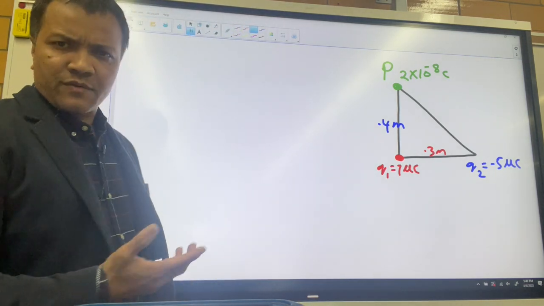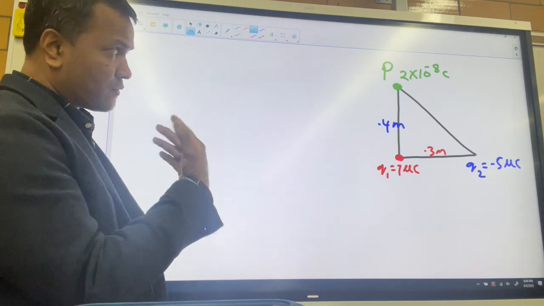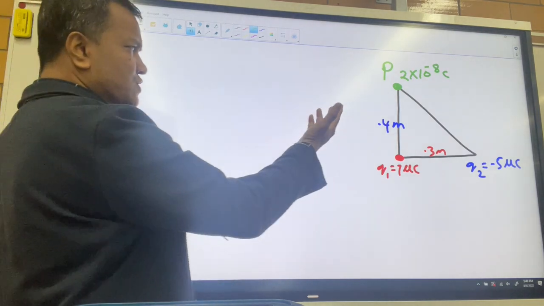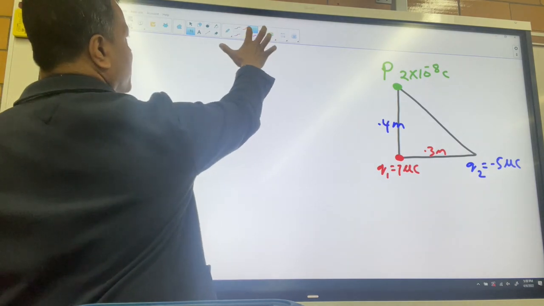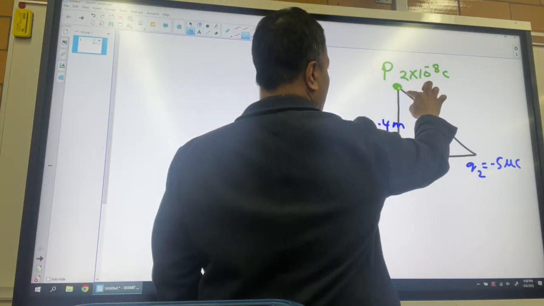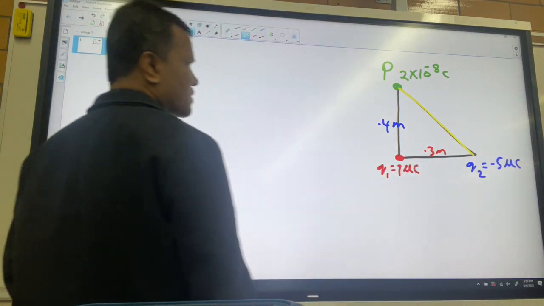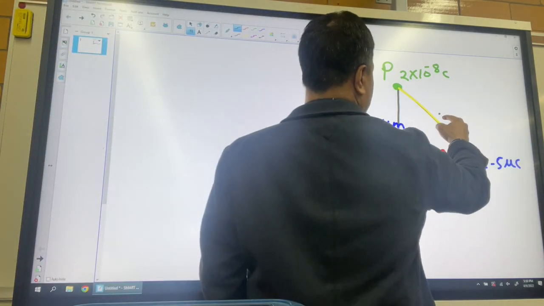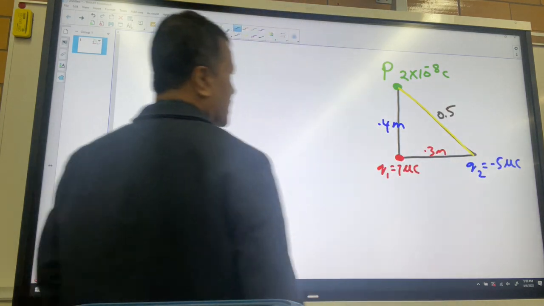Now, you need to find a few things. You need to find the angle, and you need to find the hypotenuse. What is the hypotenuse? A squared plus B squared equals C squared. So this is the hypotenuse. So a squared plus b squared equals c squared. So that must be 0.5. So this is 0.5.